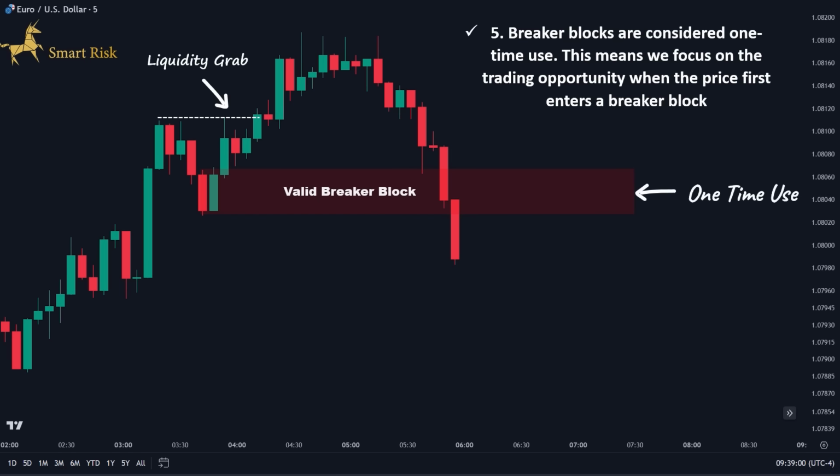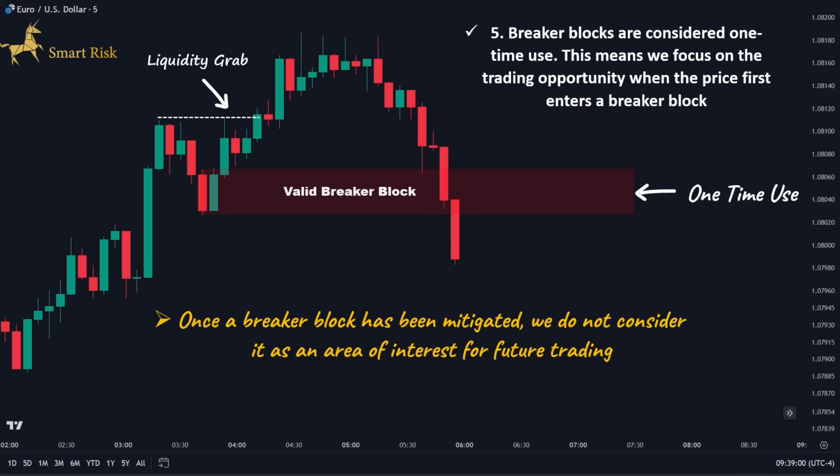Rule number 5. Breaker blocks are considered for one-time use. This means we focus on the trading opportunity when the price first enters a breaker block. Once a breaker block has been mitigated, we do not consider it as an area of interest for future trading.